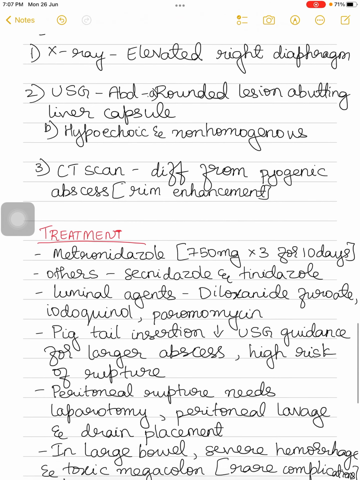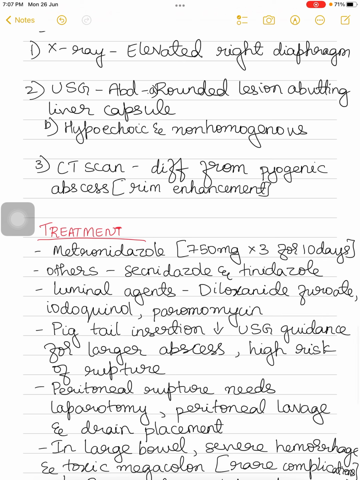Treatment: metronidazole 750 mg thrice daily for 10 days. Others can be secnidazole and tinidazole. Luminal agents to destroy trophozoites in the large bowel are diloxanide furoate, iodoquinol, and paromomycin. Pigtail insertion under USG guidance is done for larger abscesses and those at high risk of rupture.